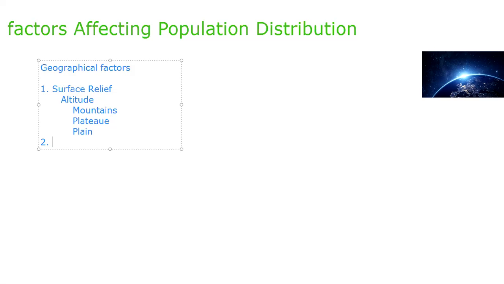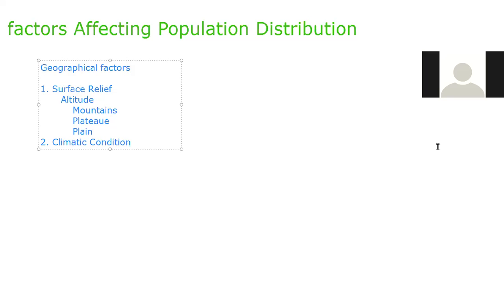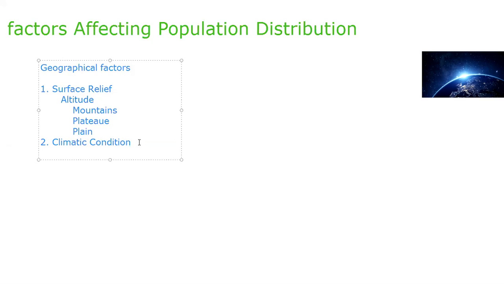Then next factor is the climatic conditions. So people will not live if the climate is very hot or very cold. People would like to live in the areas where the climate is favorable. It's neither too hot nor too cold. So this is the climatic factor. Then after climatic condition, we have soil. If the soil is barren, if the soil is dry like deserts, people won't live there.